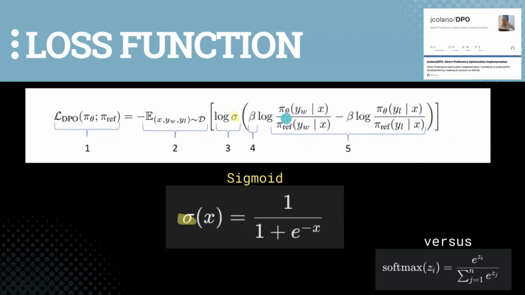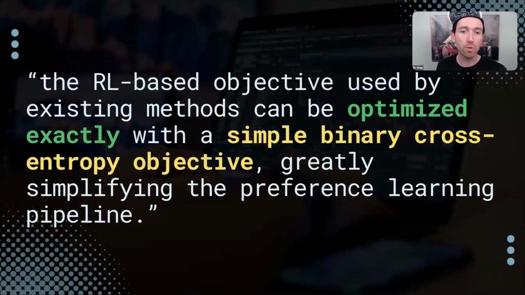So really, it's kind of like we're seeing, okay, I'm going to look at this term that has the pi sub theta. This is the policy model. I'm going to look at the wins given the inputs. I'm going to look at the reference model, the wins given the inputs. Then I'm going to have this term for the losses given the inputs on the policy and on the reference model. And so you can really start to see and intuit the connection here. And when you read the paper and you read that we can optimize this thing exactly with a simple binary cross entropy objective, it sounds exactly like what you would expect.